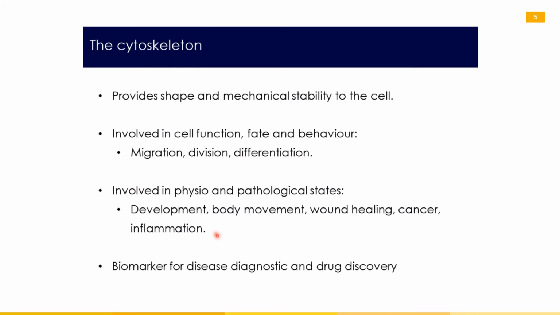So why the cytoskeleton? It provides shape and mechanical stability to the cells and is involved in the cell's functions, fate, and behavior, like migration, division, and differentiation. It's also involved in physiological and pathological states, so also development, body movement, wound healing, cancer, and inflammation. It can also be used as a biomarker for disease diagnostics and drug discovery.